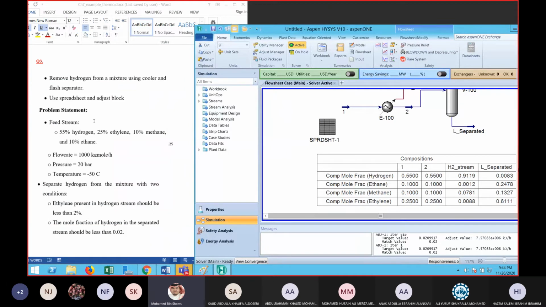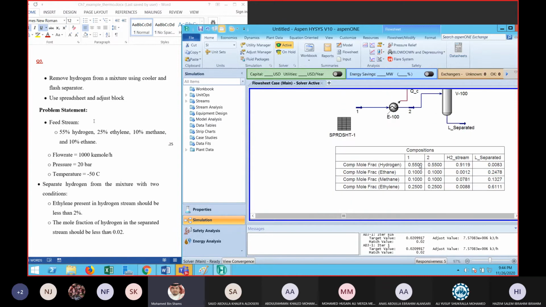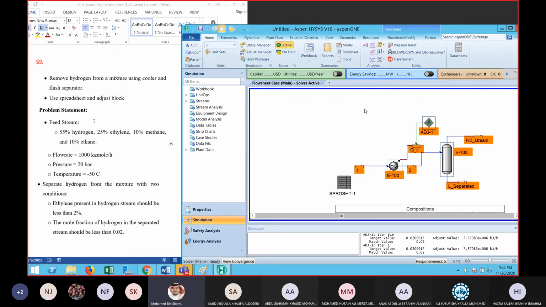Okay, and that is satisfied. And for that to be achieved, there is like a specific Q that need to be specified for this stream here for you to get this number. And I don't know what is this number, and that's why I use the adjust to achieve for me this target. Okay, so this is like a goal seek mal Excel.